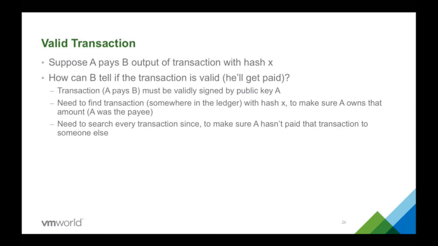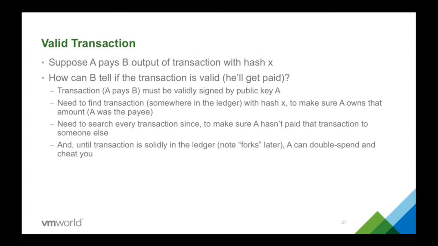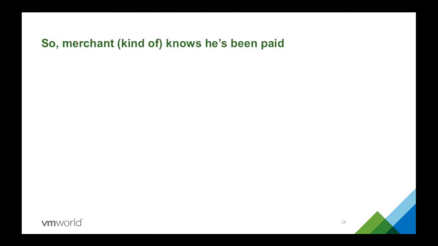Until the transaction is solidly in the ledger, and I'll explain what that means, A can double spend and cheat you. So if you are the merchant and A is paying you, you kind of know whether you're being paid, but it's not quite as simple as you might think.